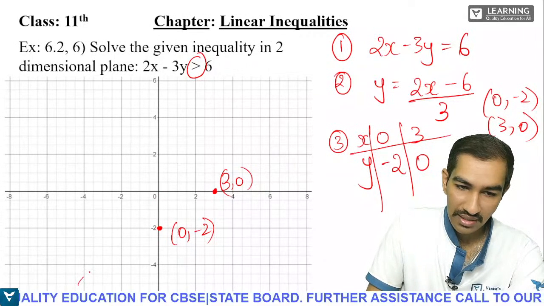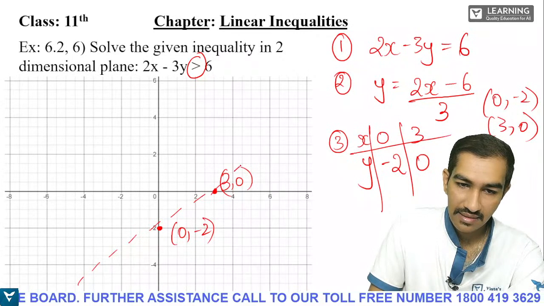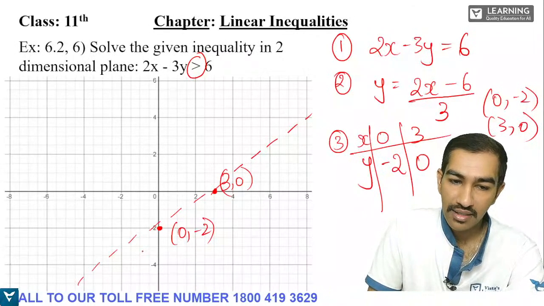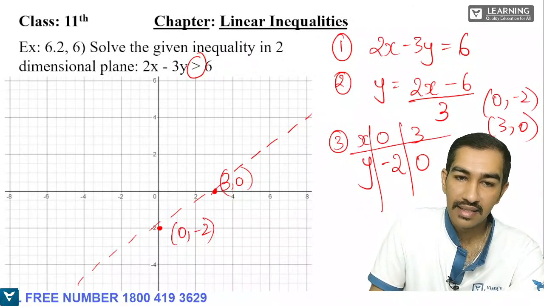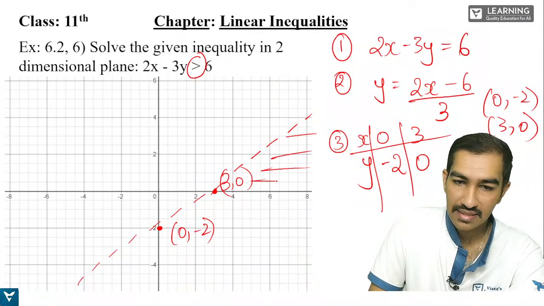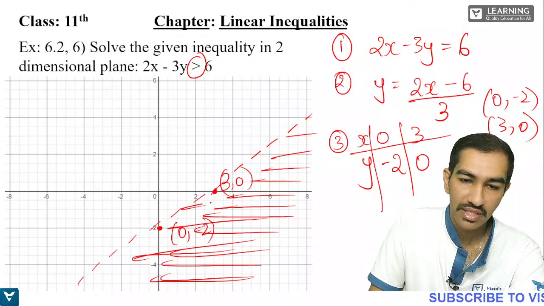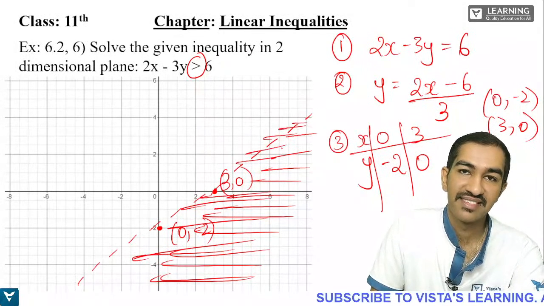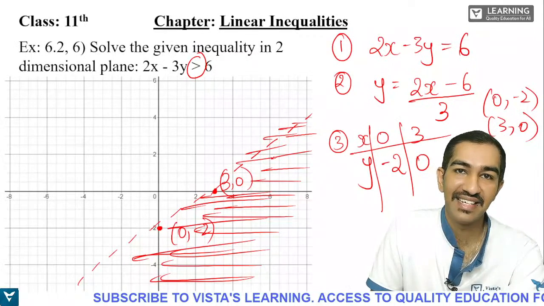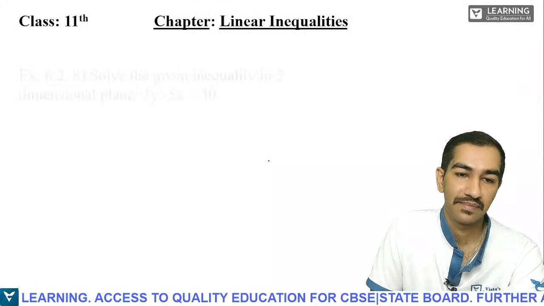So start joining these both points with a dotted line, like this. With the dotted line, which means we are not including this line. Greater than 6, so greater than 6 is all these, this is the shaded portion here. Whatever you can see here, this is the shaded portion. So this is the graphical solution of the given inequality. Understanding? Moving on to the next question of the same exercise.